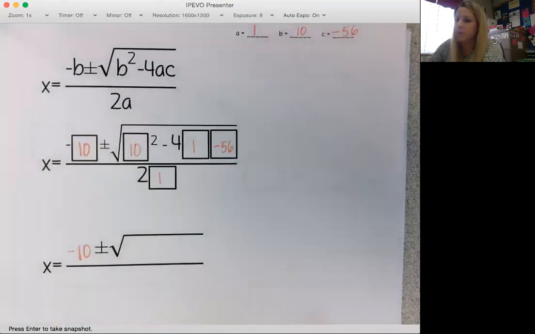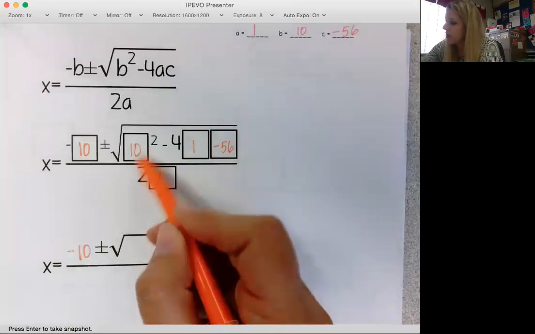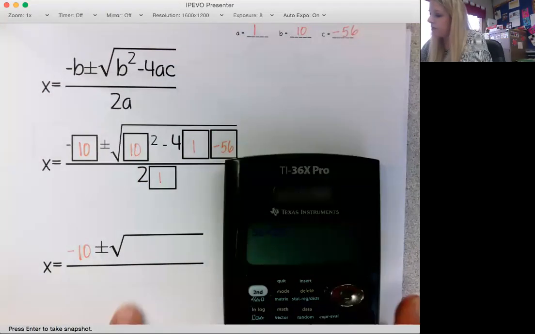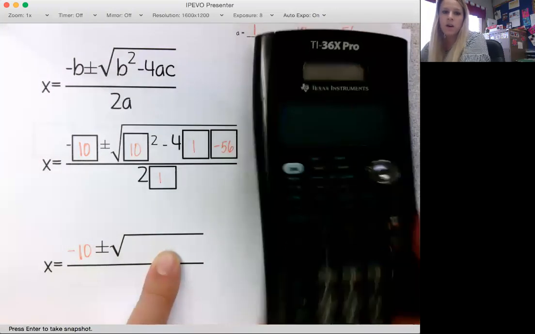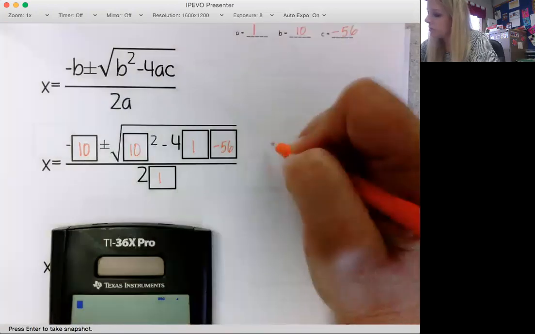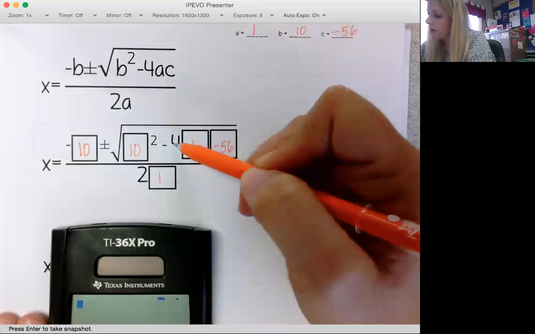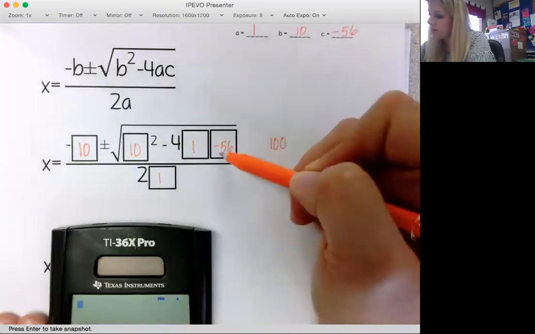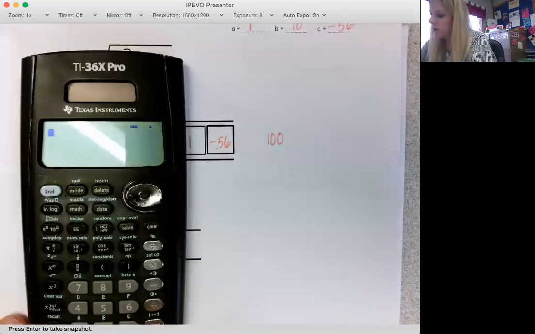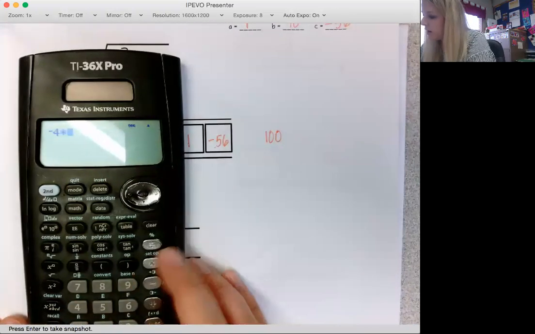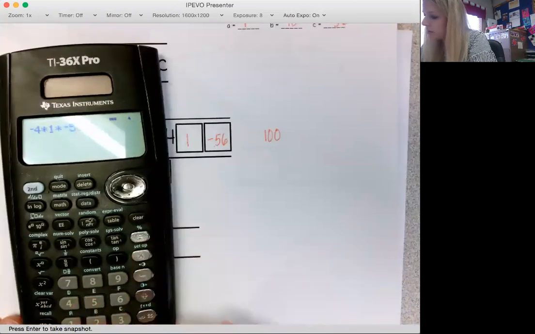Okay, so I'm just going to move this up. So now we're going to simplify this. So I'm going to get, let's see, 10 squared. What's nice about this is if you have this all done, it's kind of easy to put in a calculator to figure out your answer. This would be 10 squared is 100. And then I have negative 4 times 1 times negative 56. Depending on what kind of calculator I have, you should be able to do negative 4 times 1, negative 56.